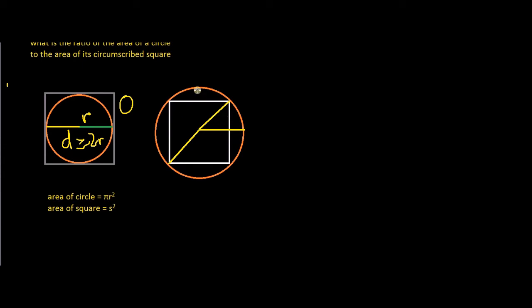Let's make this radius r. Then this diagonal across this square is 2r.